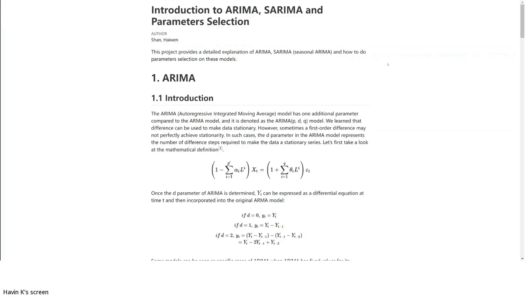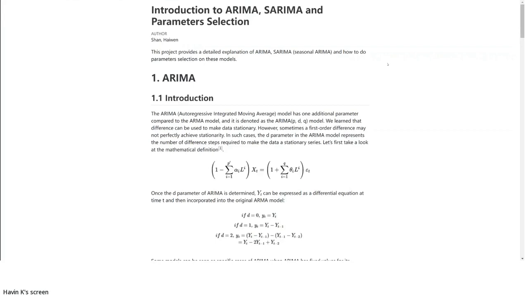We learned that differencing can be used to make data stationary. However, sometimes a first-order difference may not perfectly achieve stationarity. In such cases, the small d parameter in the ARIMA model represents the number of difference steps required to make the data a stationary series.